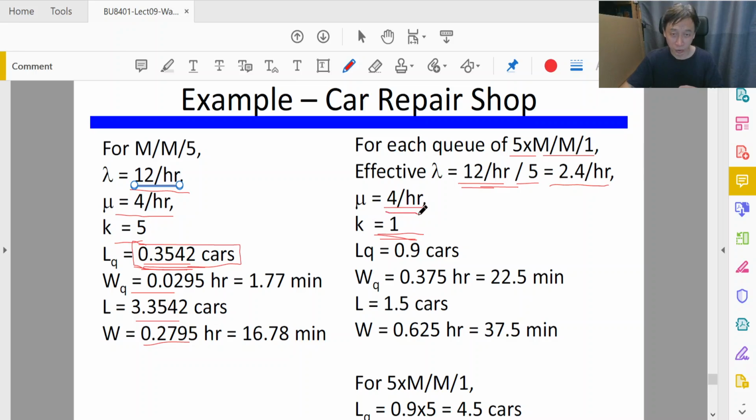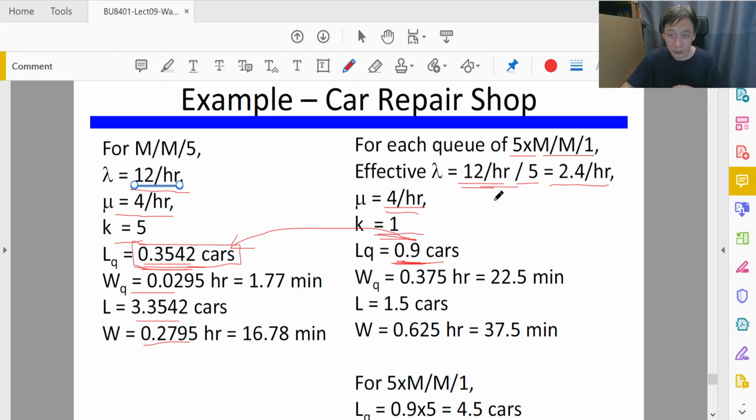And we have one server per single server queue system. Each server is still able to run at 4 cars per hour, right? So we plug that into last session's formula list with one server. And that immediately gives us LQ equals 0.9 cars. Already, it is higher than the MM5 system.